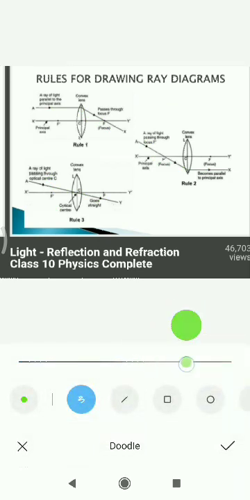Here it is not like the mirror where there is reflection. So the ray goes like this and goes to the focus, and here also from the focus it becomes parallel to the principal axis. Passing through the optical center goes undeviated.